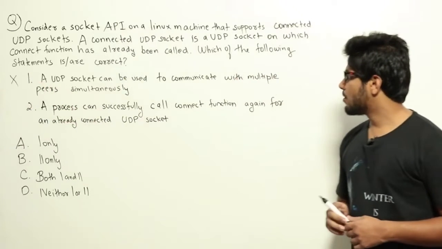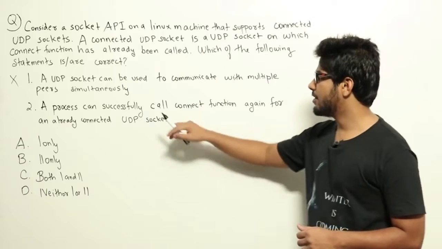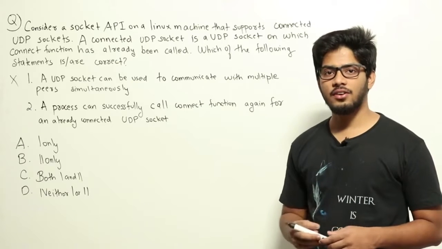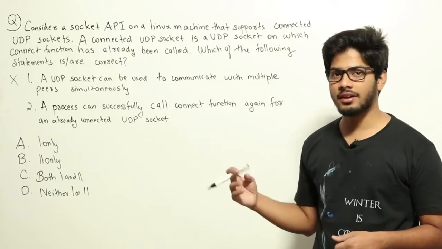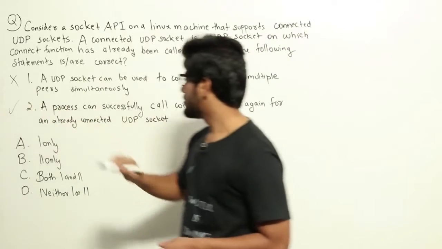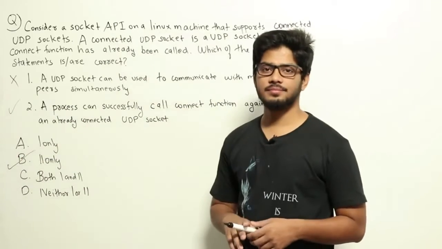Second, a process can successfully call connect function again for an already connected UDP socket. This statement is correct. We can call connect function again on a connected UDP socket to change the peer and use it to connect to a new peer. So this statement is correct. So the right answer is 2 only. Option B.